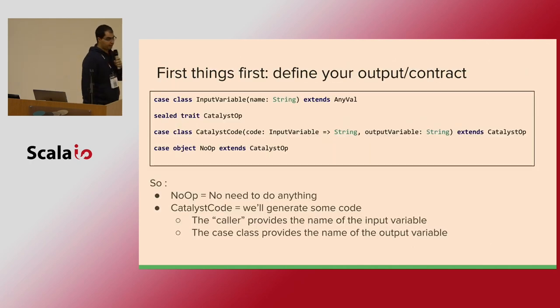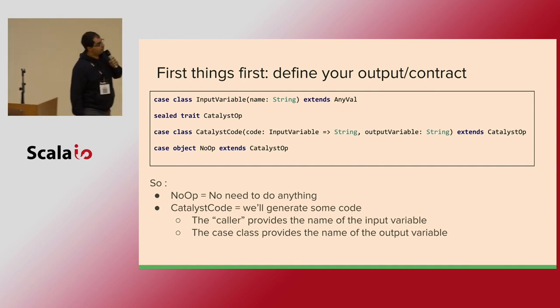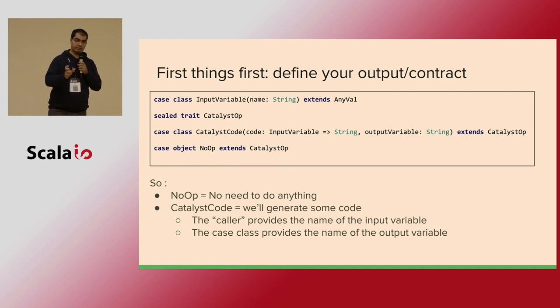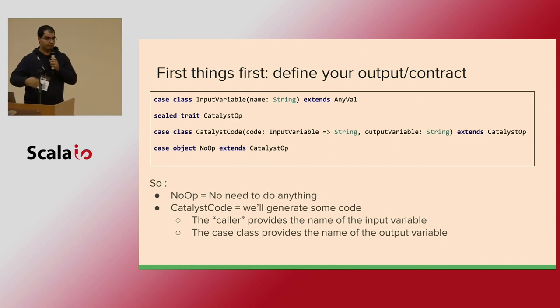First things first, my output, my contract, is going to be something that takes an input variable and gives out a string, and gives you, as a piece of information, the output variable where I'm going to put my data protected. Or, no, nothing to do.